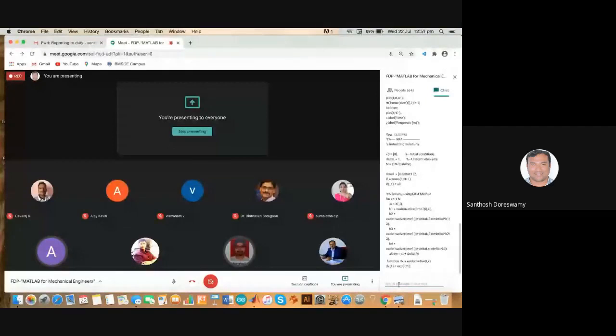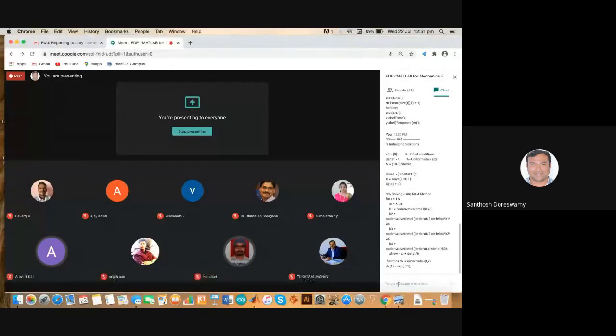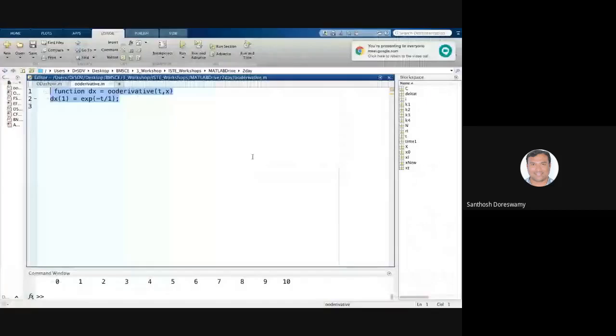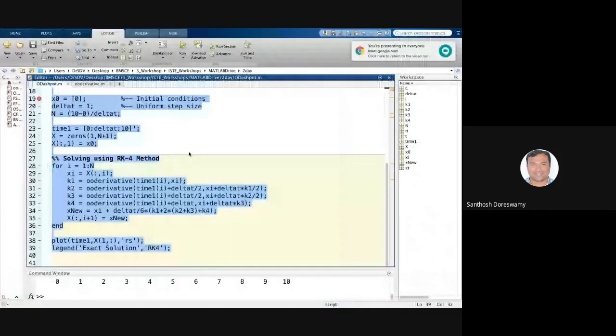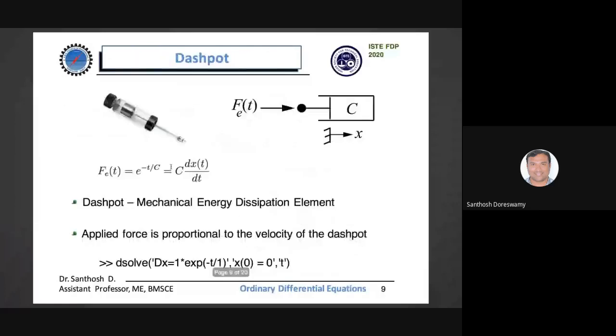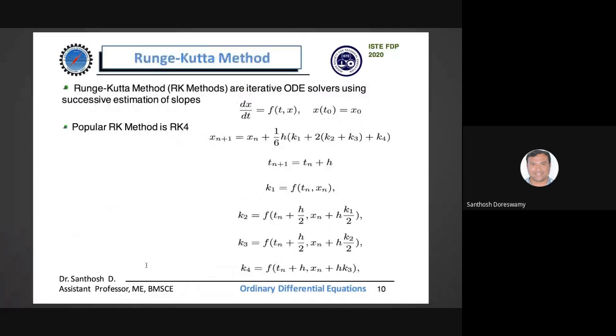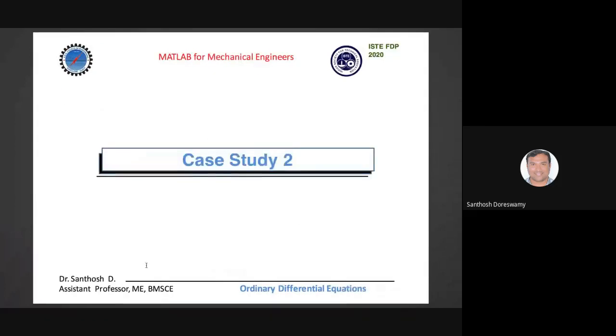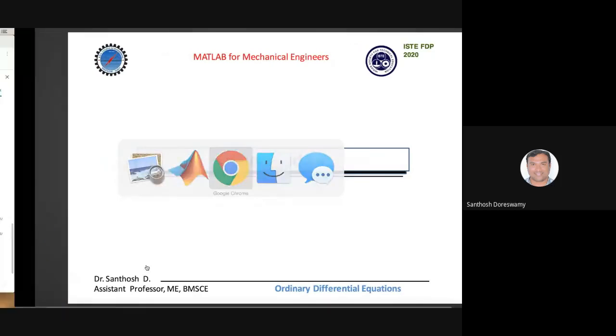So if you execute this main script with the function file, you will end up evaluating the data points from the exact solution and from your RK4 method, which successively estimates the slopes. What we have done until now is, for this class of differential equation, c into dx by dt equals e to the power minus t by c, we have solved it using the exact solution, which we could plot, and we've used a numerical technique, a popular iterative technique, the RK4 method, and we could get the solution in the numerical sense. If you have any clarifications, I can take up some questions, otherwise I can move on.